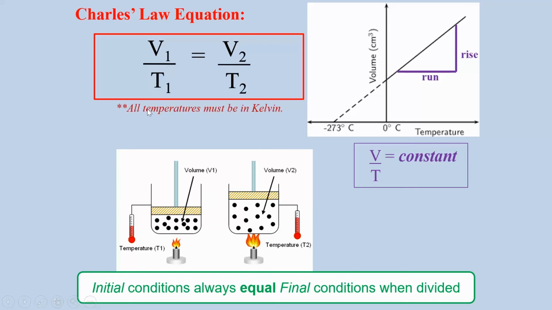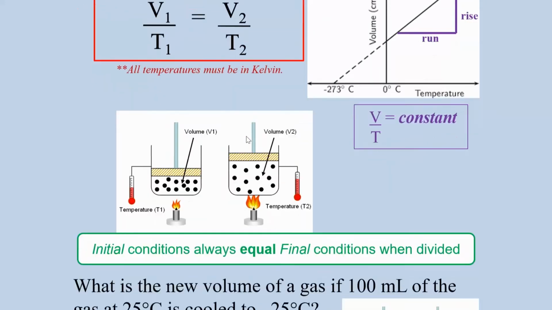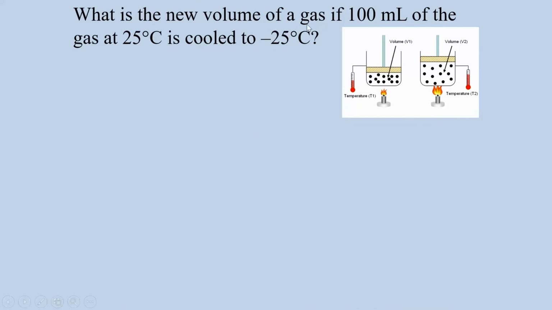And a little disclaimer, all temperatures must be in Kelvin. If you use Celsius, it's not going to work, so just telling you that now. Kelvin, Kelvin, Kelvin, you go to Kelvin, so you should be able to remember that word pretty nicely. So what is the new volume of a gas if 100 milliliters of the gas at 25 degrees Celsius is cooled to negative 25 degrees Celsius? I'm going to give you an opportunity to try this on your own, but I will caution you to be very careful about your units here.